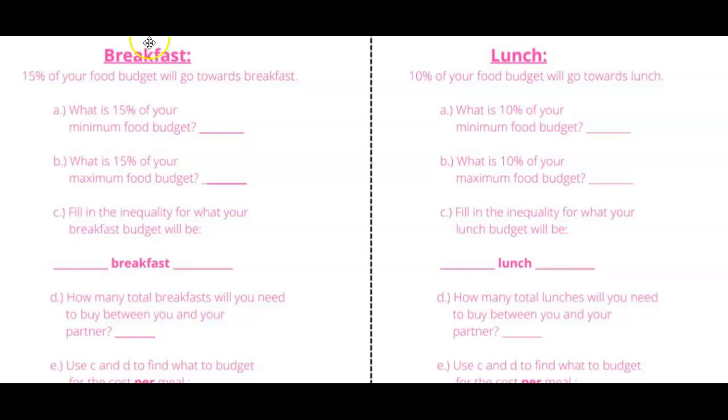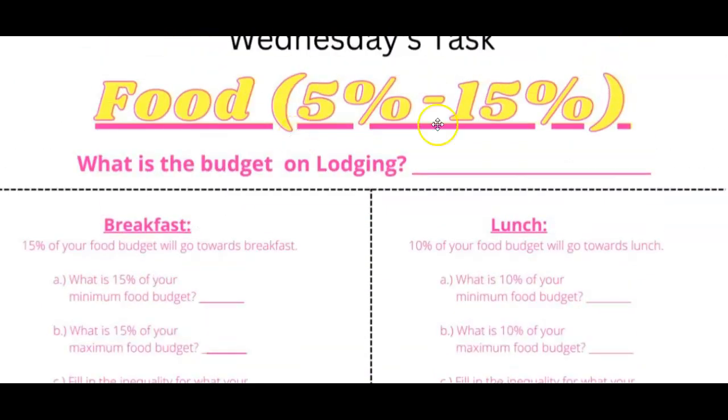You need to figure out your minimum breakfast budget. So that's 15% of your actual budget. Once you find this, what's 15% of that number? And then what's 15% of your maximum number? So of the 15% of the total budget, what's the maximum you're going to be spending on food for breakfast? You'll be surprised, it's actually not that much.